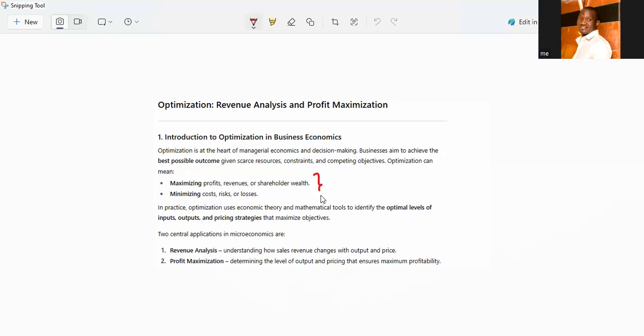So the picture in practice here is that when we're optimizing under economic theory, we're using mathematical tools to identify optimal levels of outputs, of inputs, of pricing strategies that will give us maximum benefits. The two central applications in economics that we're going to look at are revenue analysis and profit maximization.